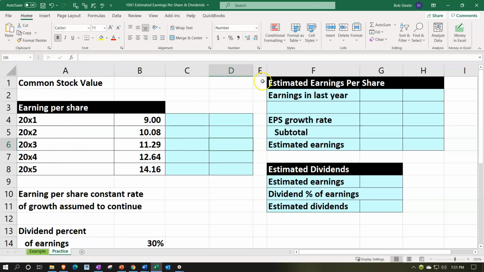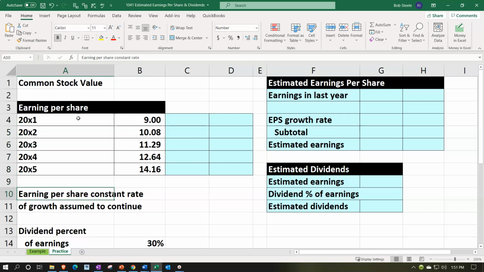We have our calculations of the estimated earnings per share and the estimated dividends. So we're looking at past performance, looking at what has happened in the past, trying to figure out a projection into the future using that. We're going to have our data for the earnings per share in the past. So this is going to be our trend that we have up till this point.